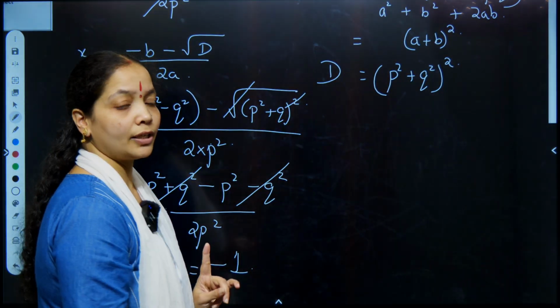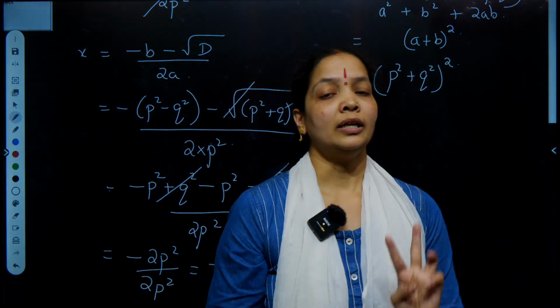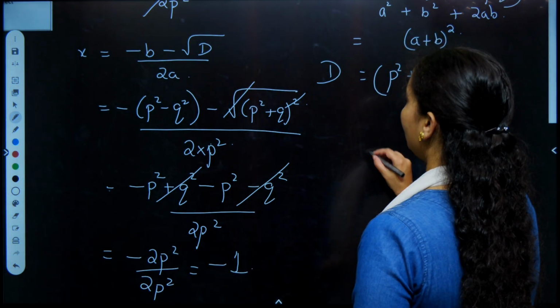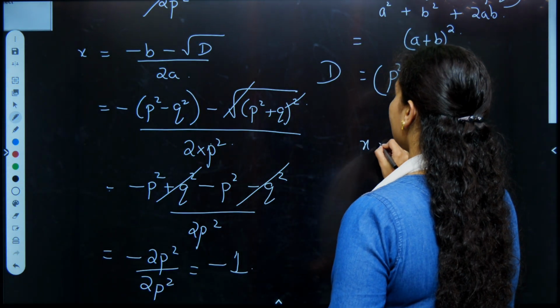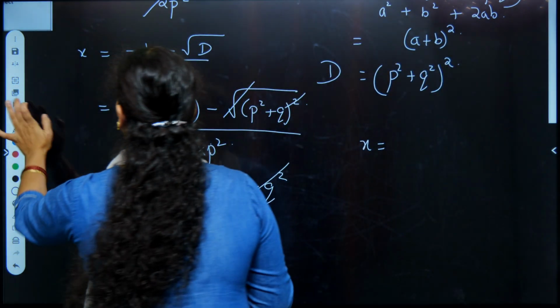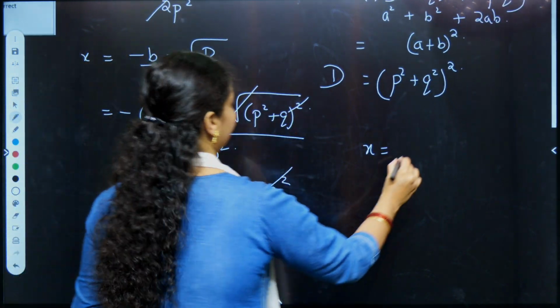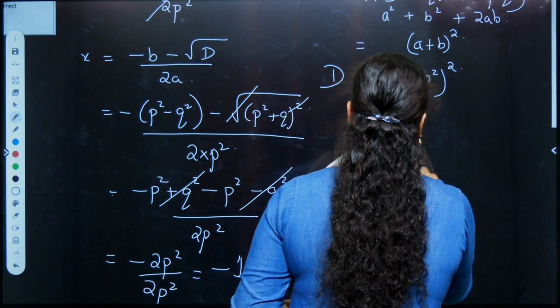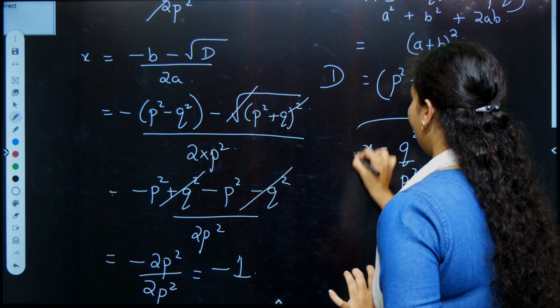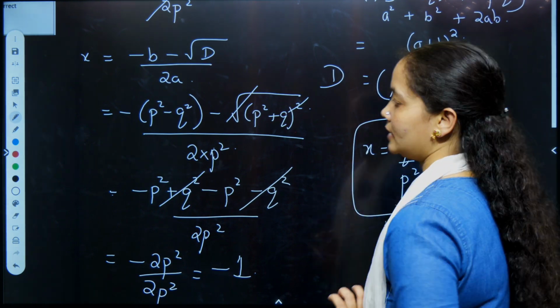Since it was a quadratic equation, I have to get two roots. Therefore, my first root is x equal to q square by p square, and the second root is negative 1. I'll put it in a box to conclude the answer properly.